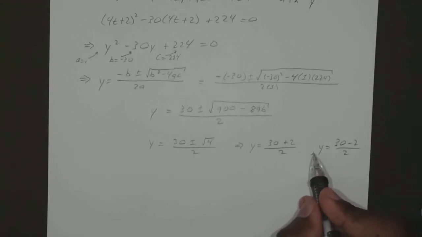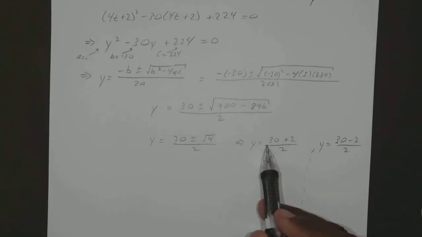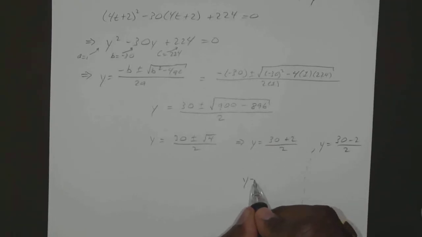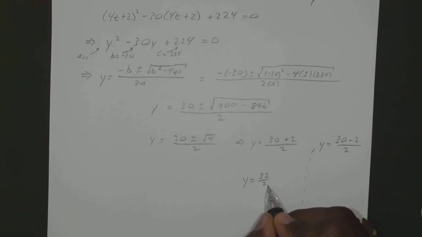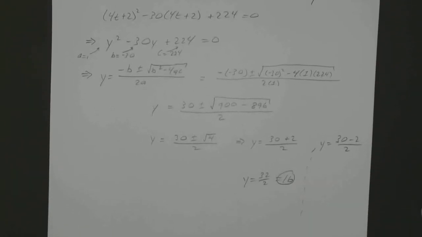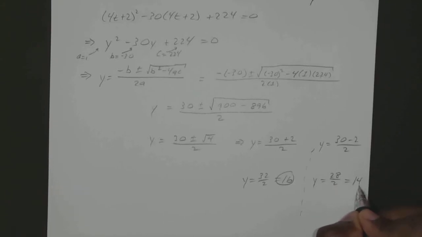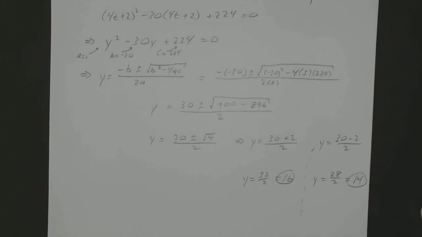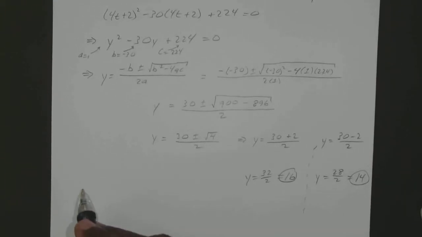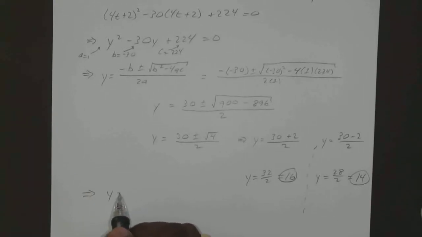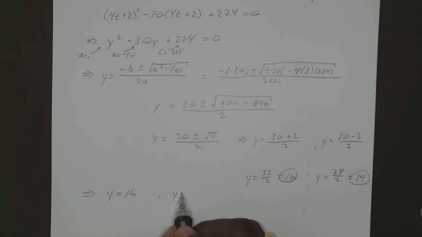Here if we draw a little separator, we have 30 plus 2, so y equals 32 over 2, which is 16, or y equals 28 over 2, which is 14. So bringing everything back over here, y equals 16 or y equals 14. Once again, we're almost done because we have to substitute back in 4t plus 2.